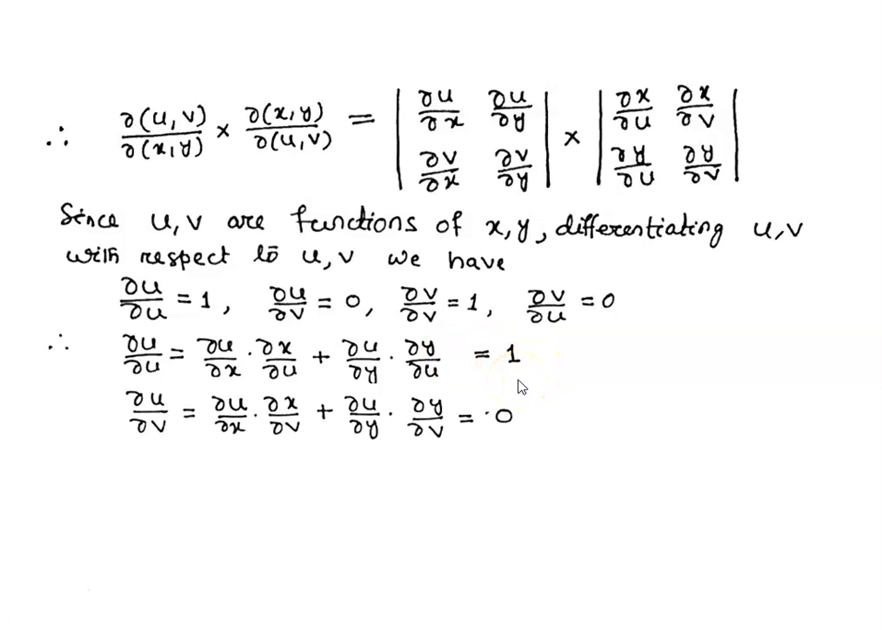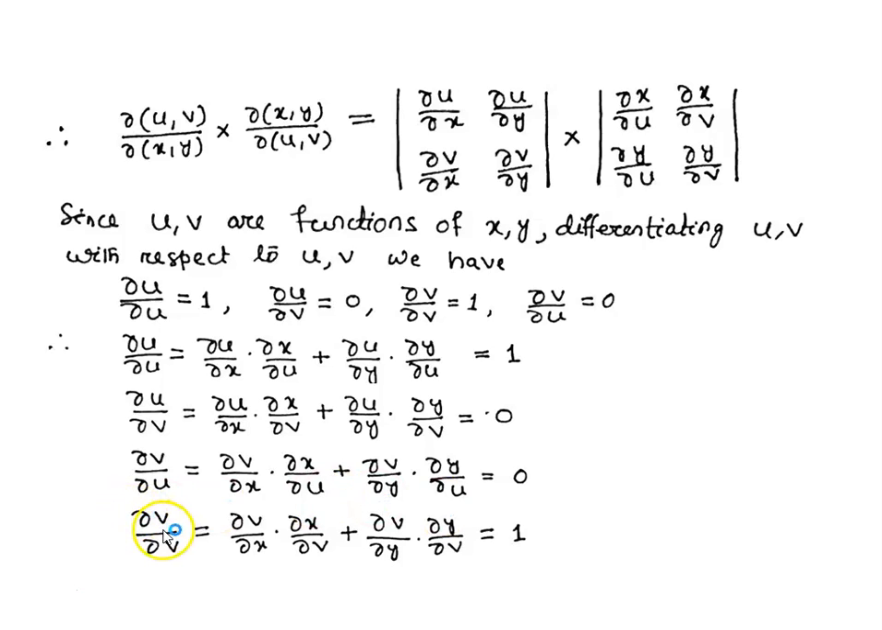Similarly, what is del u by del v? Del u by del v is del u by del x into del x by del v plus del u by del y into del y by del v. And here we have seen that del u by del v is equal to 0. So this expression is 0. The third one is the partial derivative of v with respect to u, that means del v by del u. This is equal to del v by del x into del x by del u plus del v by del y into del y by del u. And here del v by del u is 0. So this is equal to 0.